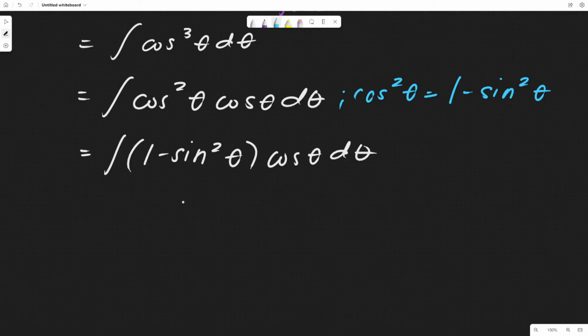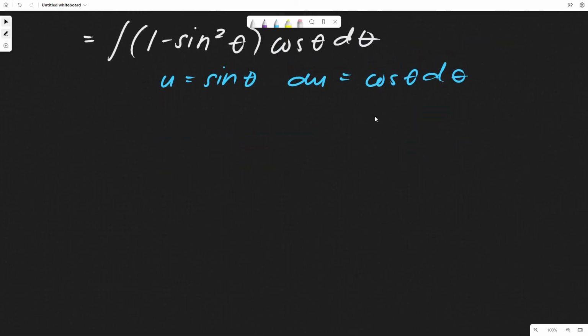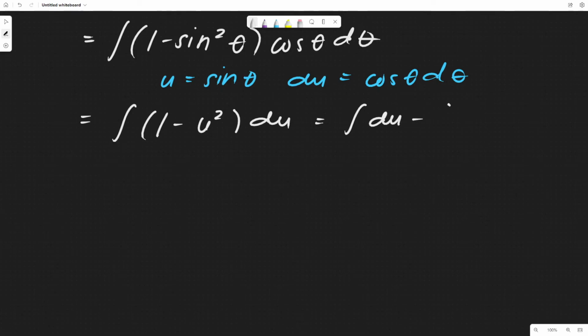And using u substitution, u is equal to sine theta, du is equal to what? The differential of sine theta is cosine theta d theta. Kaya nga tayo naglabas ng isang cosine theta. Diba? So, substitute na lang natin. We have the integral of 1 minus u squared du. And this is equivalent to the integral of du minus u squared du.